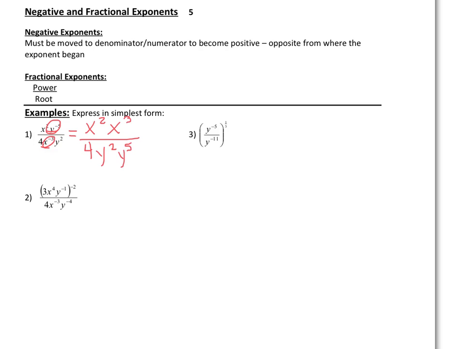When you have the same base, you should know you add the exponents. So x to the 2nd times x to the 3rd will give me x to the 5th. And then y to the 2nd, y to the 5th will give me 4y to the 7th.